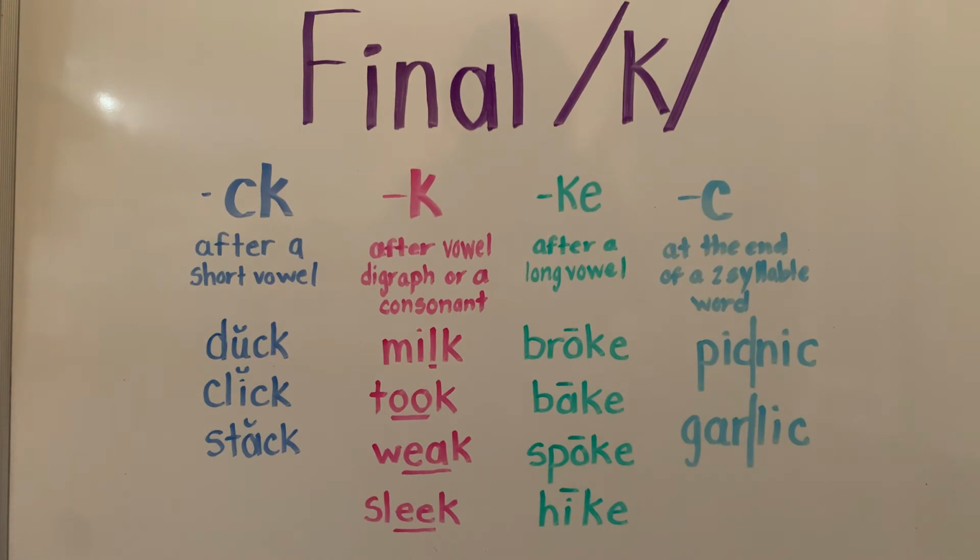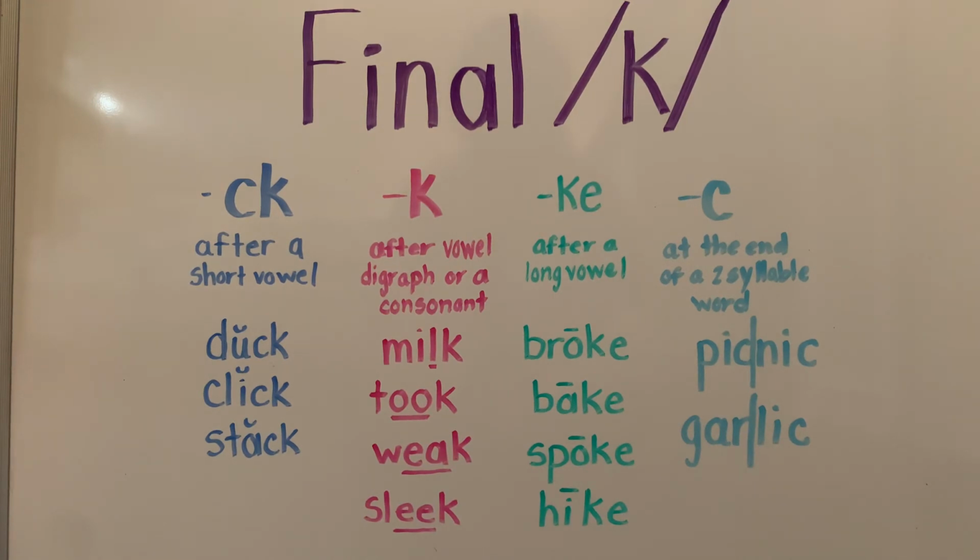The next rule is you use a K on the end of the word to make the K sound if that K sound is after a vowel digraph, so 2 vowels making 1 sound, or after a consonant. So I have a couple examples here. The first one is milk. What is right before the K sound on the end? That's right, an L, which is a consonant. So I know it's going to be a K on the end.